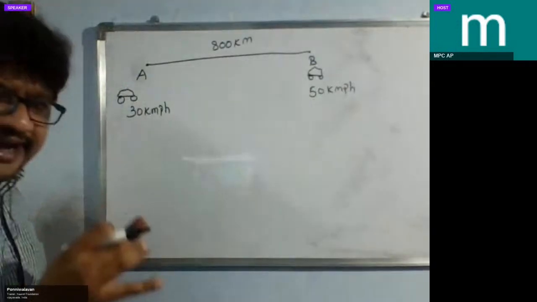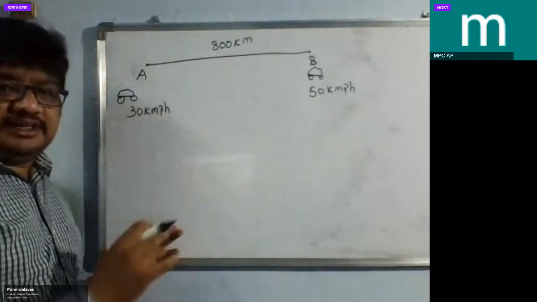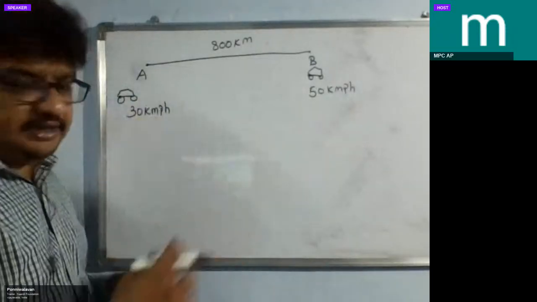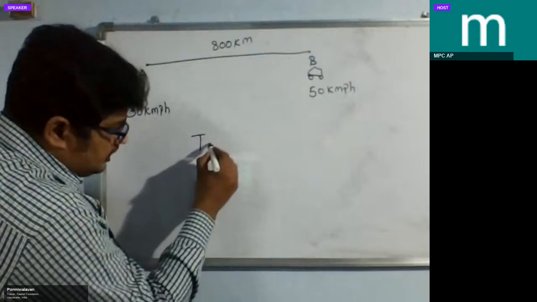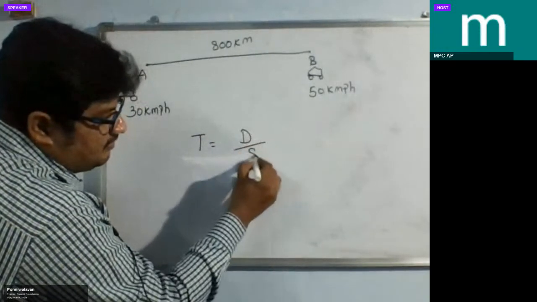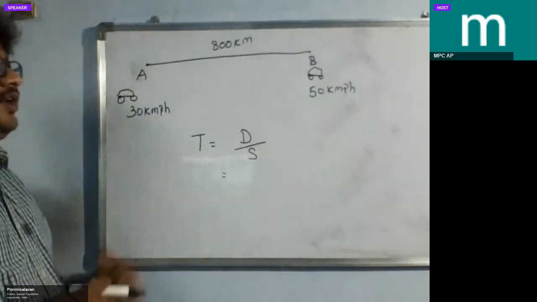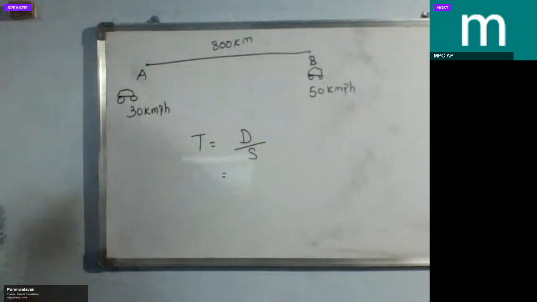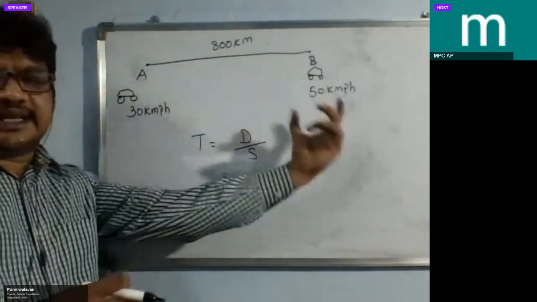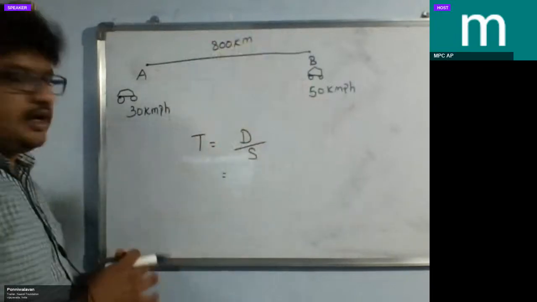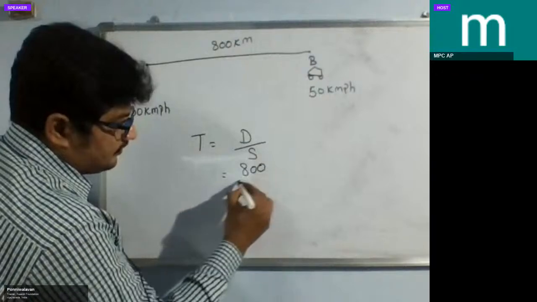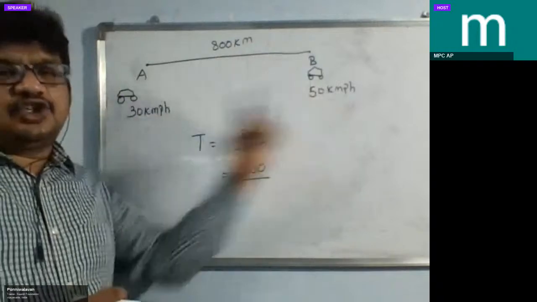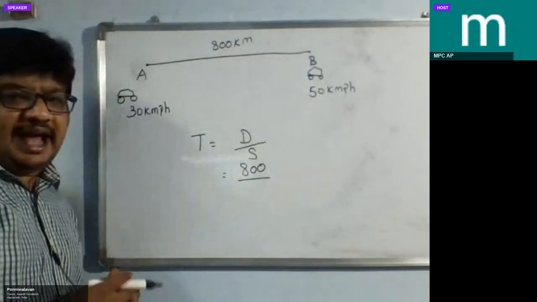Now, first find at what time they will meet. Then we can find the distance. So we need to find time. Time is distance divided by speed. Now, what is the distance between these two cars, the first car and the second car? 800 kilometer. We are dealing with two speeds, right? Then what speed do we need to find? Average speed or relative speed?